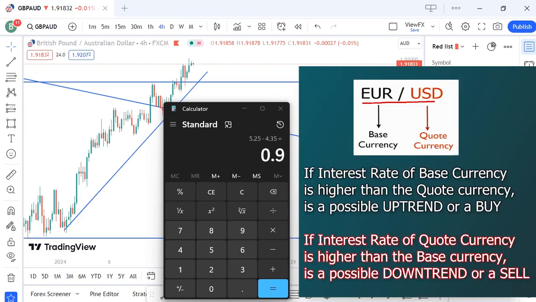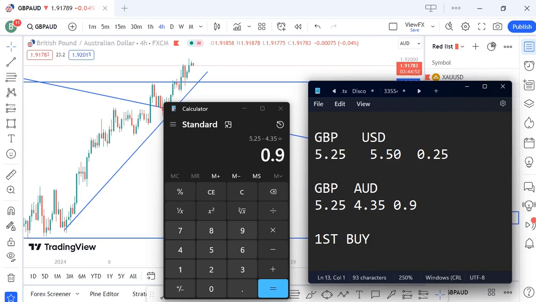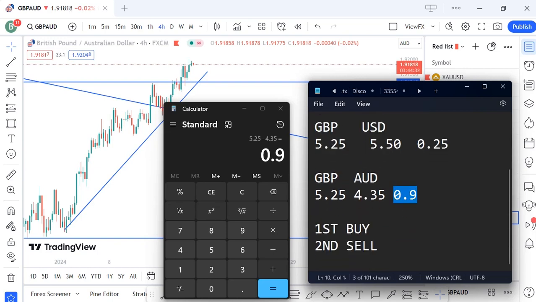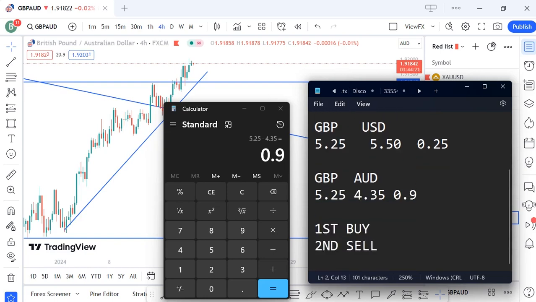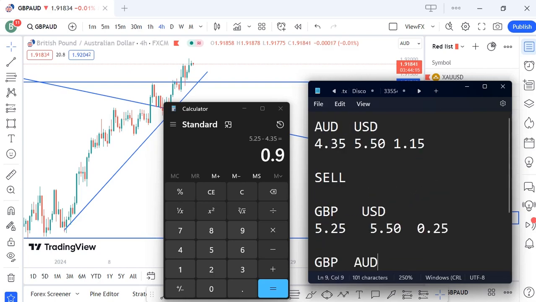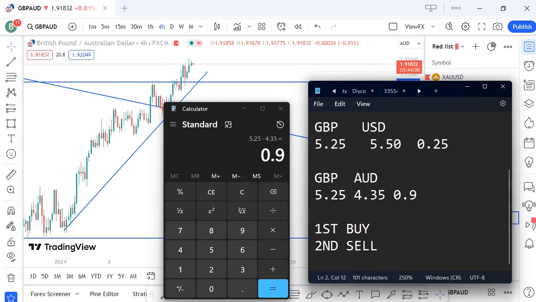So this is the rule. If the first is heavier, it's gonna buy, but if the second is heavier, it's gonna sell. As simple as that. This difference is just to help us find the rate, the difference. You can see the difference between the interest rate of this pair is more than that of these two pairs. So this one is gonna move, or is gonna trend more than these ones.